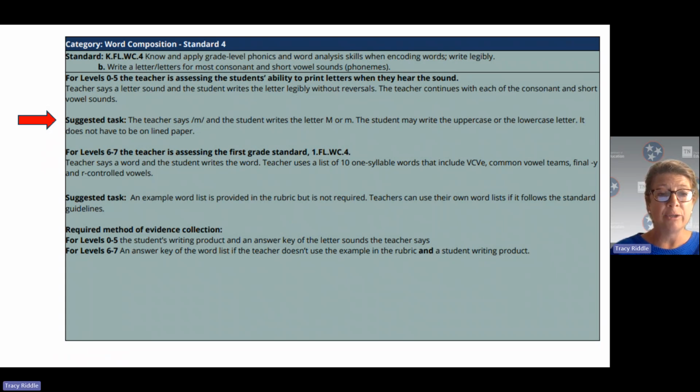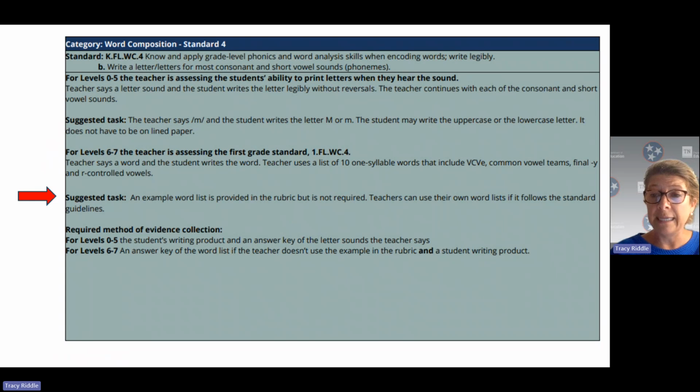If the student has mastered writing all 26 letters, then the student can begin to be assessed using the first grade standard. In the first grade standard, the teacher is going to say a word and the student is going to write the word. The teacher will say 10 one-syllable words that will include VCVE words, common vowel team words, final Y and R-controlled vowel words. We have provided an example word list in the rubric, but this word list is not required.